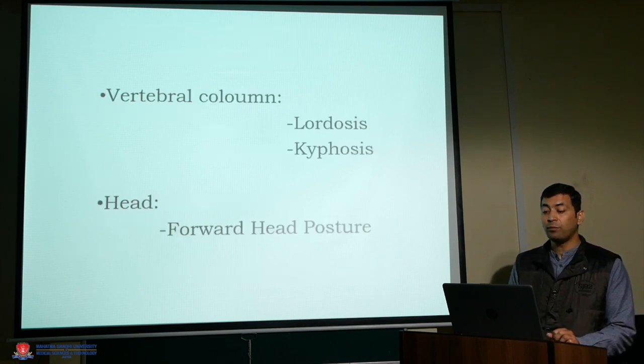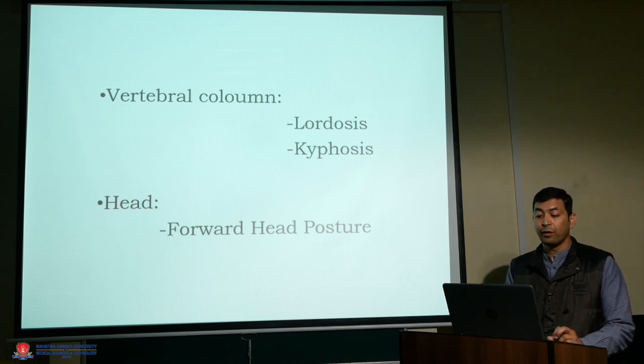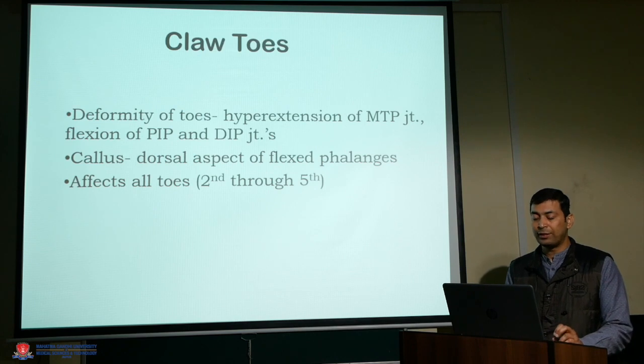Vertebral column, lordosis and kyphosis you can see in case of lateral view. In case of head deformity, you can see the forward head posture, the poking chin posture. So what is claw toe?